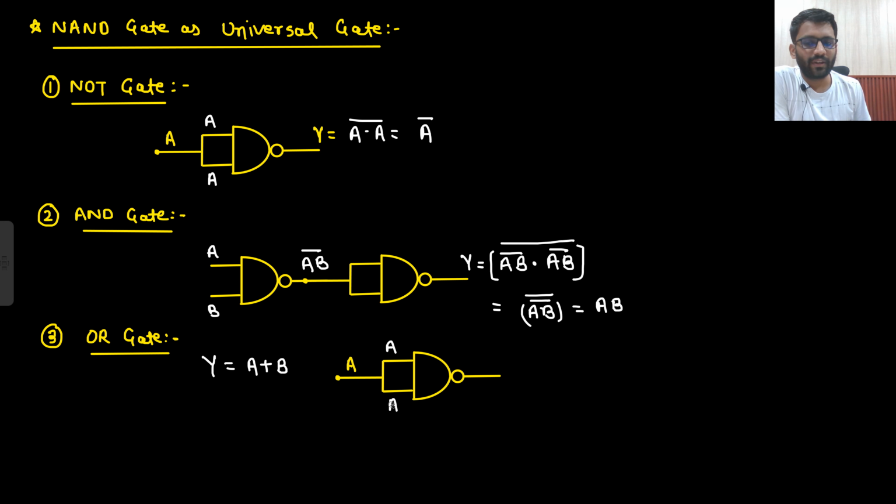Okay. So first what I am doing, I am getting A bar here. Second, what I will do, I will get B bar.